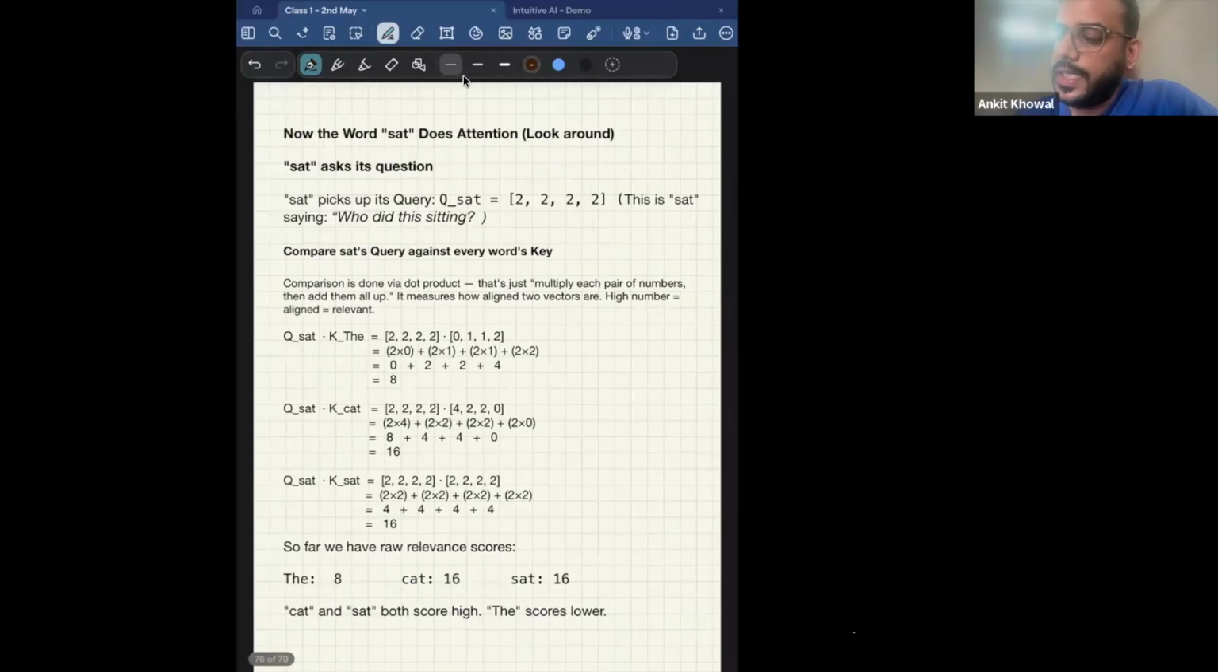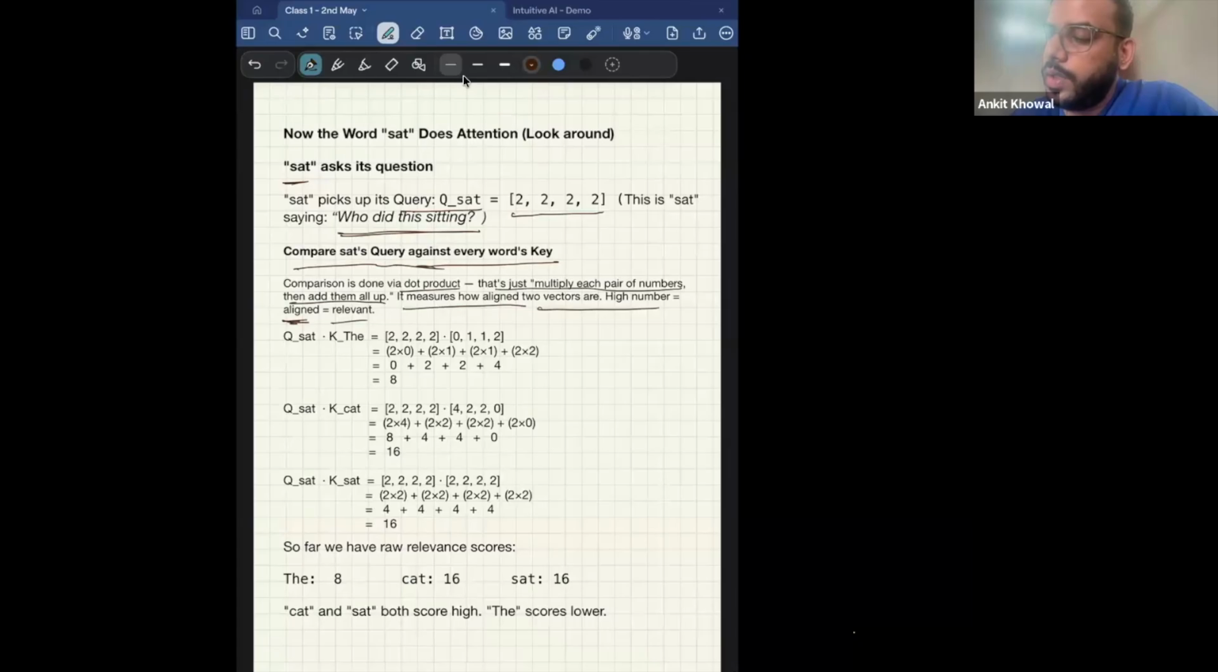Okay. Now, let's say SAT is doing the attention. So what SAT will do is pick up its query vector, which is QSAT, for example, which was the initial vector 2, 2, 2, like we said, and it is asking the question, who did this sitting, right? So in order to find who is doing the sitting, what I will do is compare SAT's query against every word's key. Okay. Comparison is done via dot product. Like I explained, dot product in a vector space can give how close or how similar the meanings are, right? So that's just multiply each pair of numbers, then add them all up. It measures how aligned two vectors are. If the numbers are high, they are aligned and relevant, right?